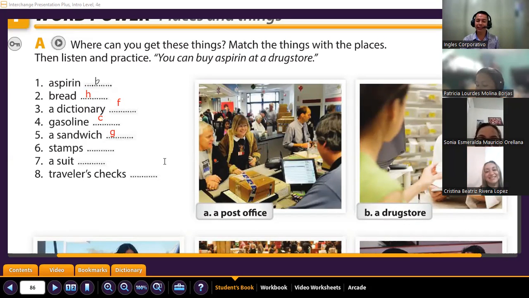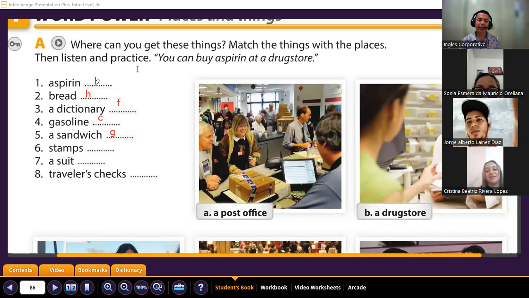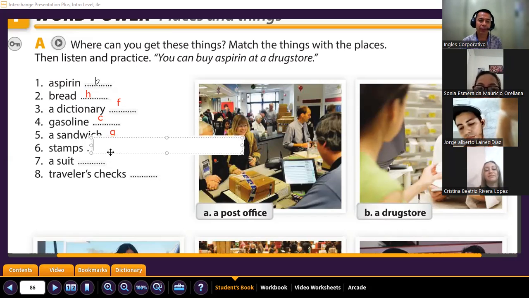Stamps. Where can you buy stamps? Well, we don't buy stamps anymore, but not much anymore. Letter A. A post office. Letter A. Okay, but I need you to give me the full sentence. Patty, please.